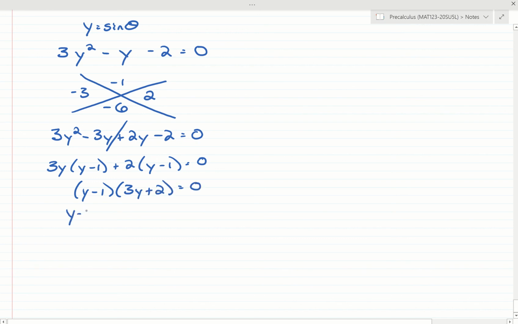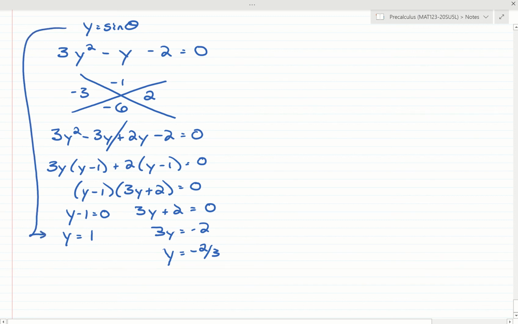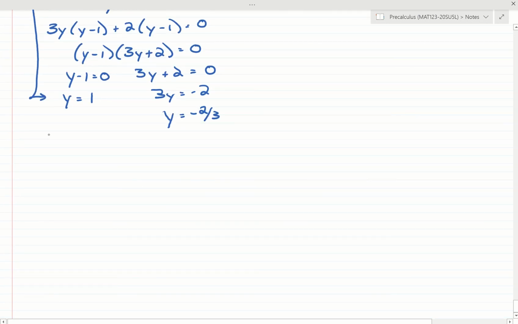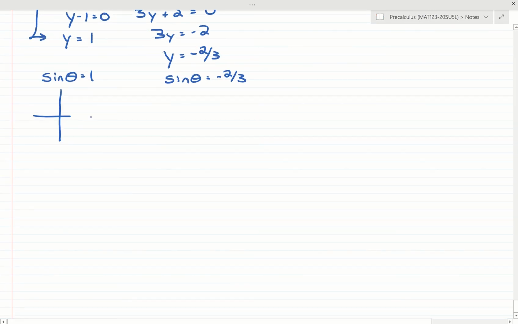And solving for y, we'd get y is 1, and if we subtract 2, we get y is equal to negative 2/3. Remember, y was sine, so you can't just stop here. Let's finish the problem. So when is sine 1, and when is sine negative 2/3? Well, sine is 1 on our quadrantal angles when the y value is 1, which is right here. That was at 90 degrees. So we're going to write 90 degrees plus the period of sine.